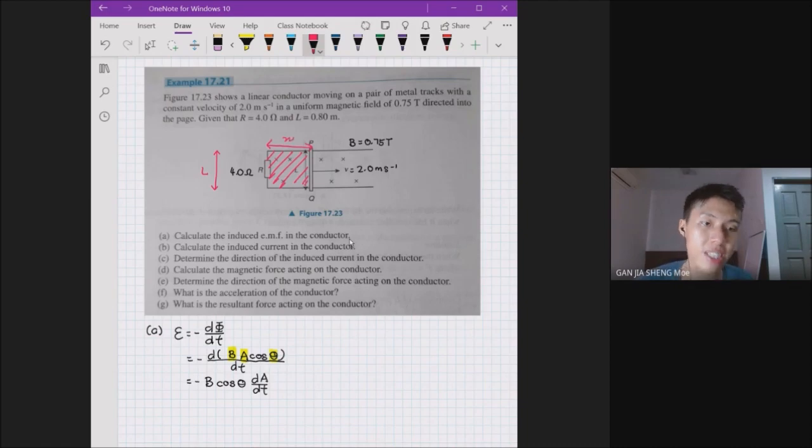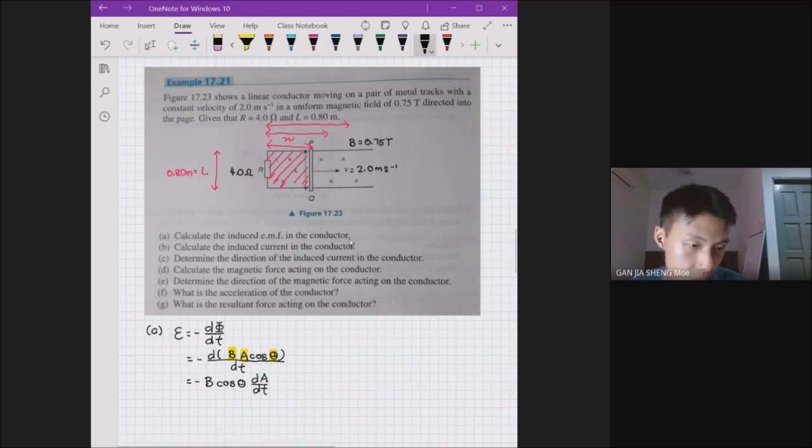Okay, and we can see here as the linear conductor is moving to the right, our width will be increasing with time as the conductor is moving to the right. So what's changing here is not the length. The length is always staying as 0.80 meter. What's changing here is the width. So the width is the one that's changing.